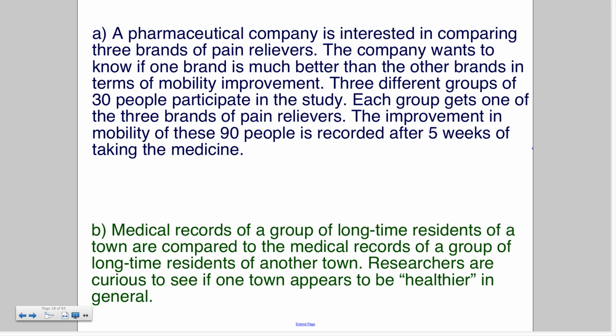So the first thing I'm going to look at is the type. Well, since I'm giving them a treatment, it is an experimental. Okay? My characteristic of interest, which I label as COI, is I want to know if one medicine is better than the other. One medicine is better than the other.